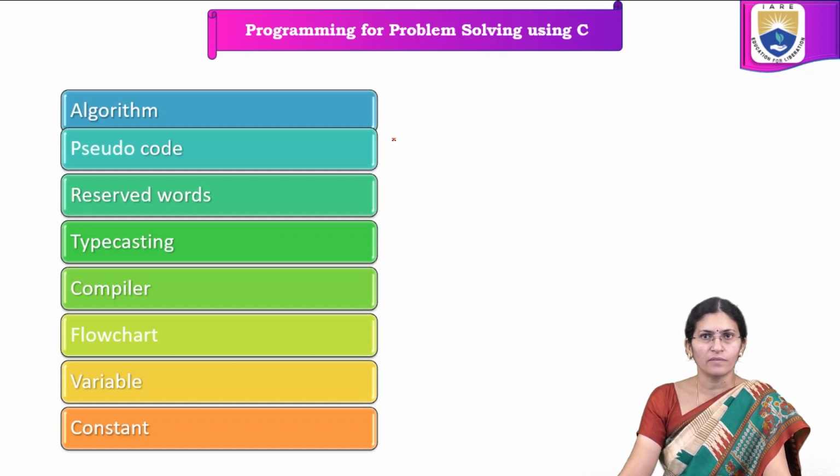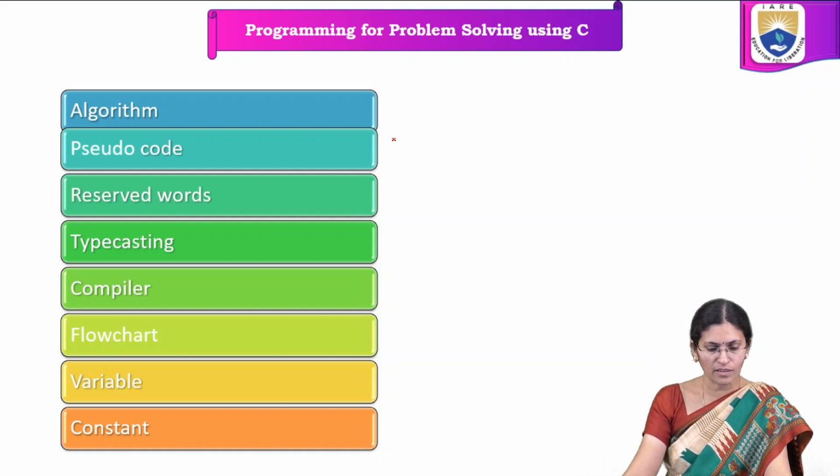Then what are reserved words? Any programming language has a certain set of words which are reserved for a specific purpose, so they cannot be used as names in the programming language. So these are reserved words. Then we have the concept of typecasting. Typecasting is conversion from one data type to another, so for that also we will see the definition.